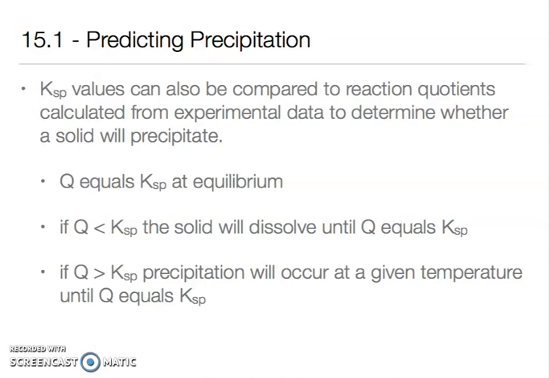And we can use these two values to determine whether or not a salt will precipitate out or stay in solution. So my KSP is going to be my barometer. It's my bar. And it's going to be provided for me in all of these problems. And if my Q equals my KSP, I've reached equilibrium. If my Q is less than my KSP, the solid will continue to dissolve until my Q value equals KSP. So if my Q is less than my KSP, I'm going to have no salt formation whatsoever. Everything is going to be dissolved in solution. If my Q is greater than my KSP, precipitation will occur at a given temperature. So we'll start to see something crash out of solution.